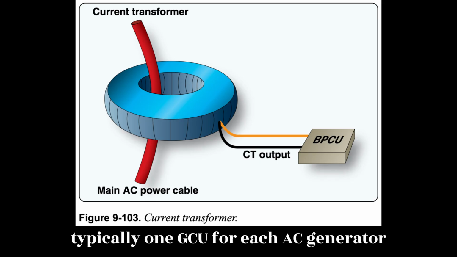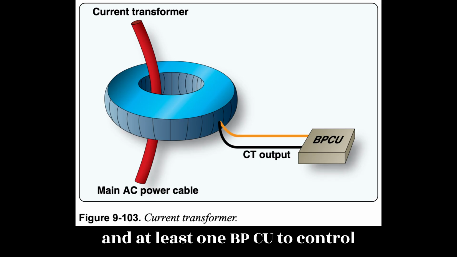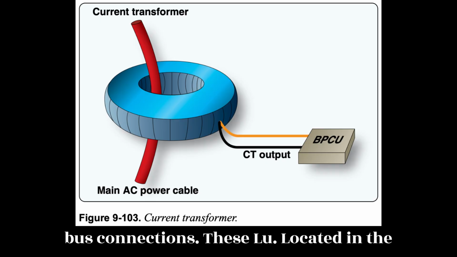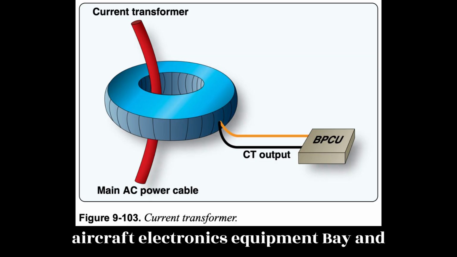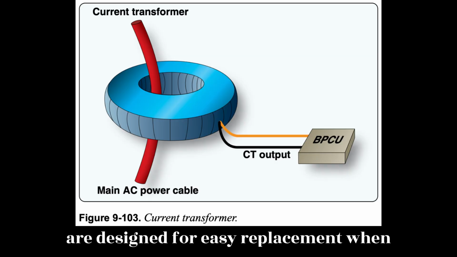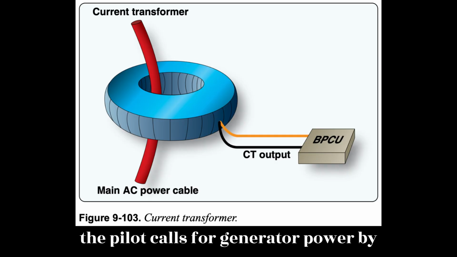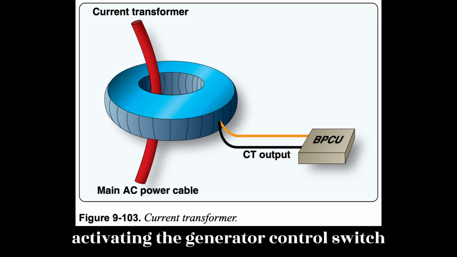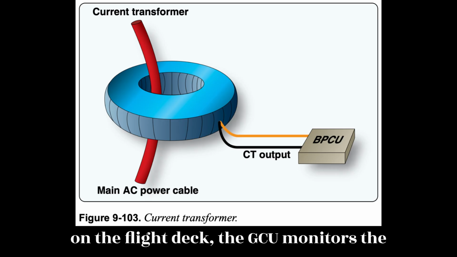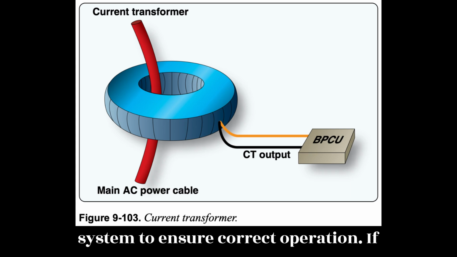There is typically one GCU for each AC generator and at least one BPCU to control bus connections. These LRUs are located in the aircraft's electronics equipment bay and are designed for easy replacement. When the pilot calls for generator power by activating the generator control switch on the flight deck, the GCU monitors the system to ensure correct operation.